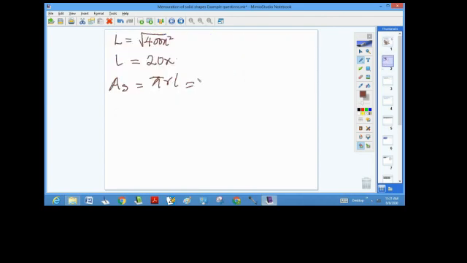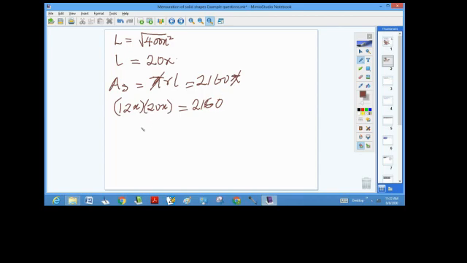2160 pi is the value of the surface area of the cone. So from here, pi can cancel out pi, and we have that r. Okay, we substitute the values of r and l. r is 12x multiplied by l, 20x, is equal to 2160.